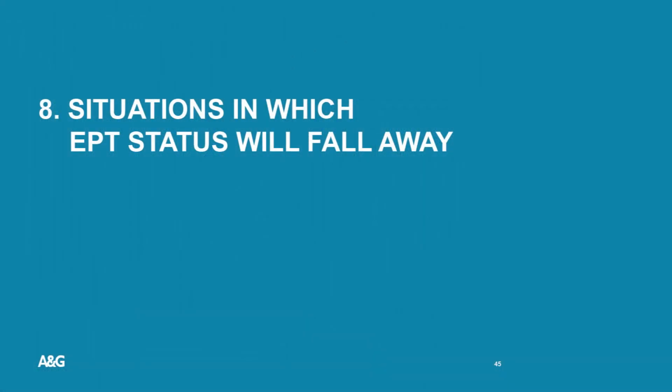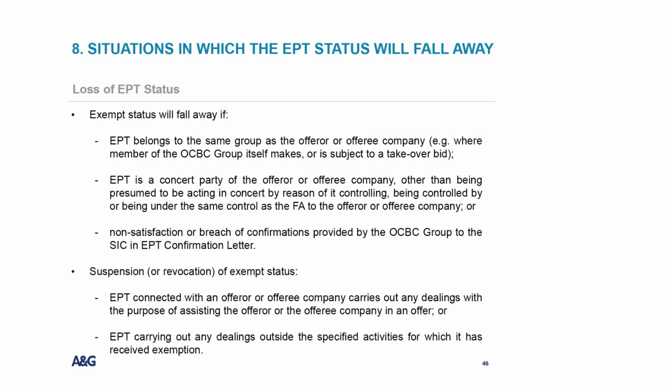Right. Now, there will be specific situations where the EPT exempt status will fall away. It's substantially similar to EFMs. Essentially, if the EPT belongs to the same group as the offeror or the offeree, the status will fall away. So where OCBC Bank is making the takeover offer, or where OCBC Bank or the OCBC group itself is subject to takeover, the exempt status will fall away.